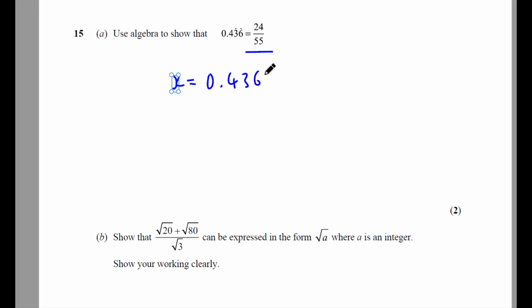That's recurring decimals. So that means x equals 0.4363636 with the 3 and the 6 repeating. Now I have to look at this and think, what can we multiply x by? We need to simplify the fraction to 55 in the end, and we want the 3 and the 6 to repeat, so we're going to times x by 1000 to get 436.36 recurring.